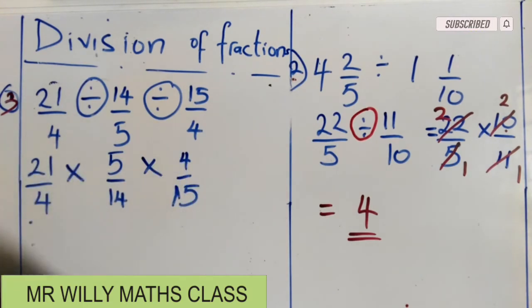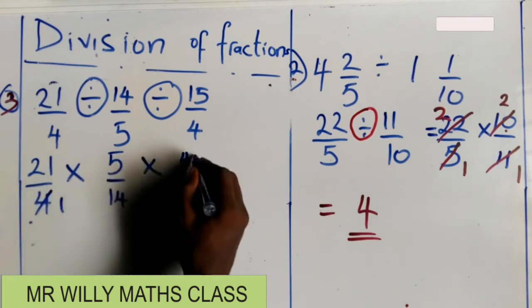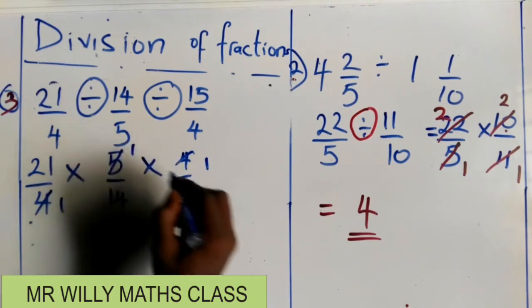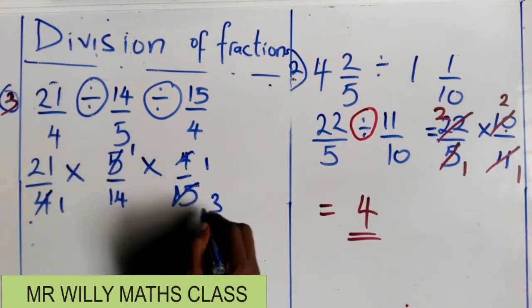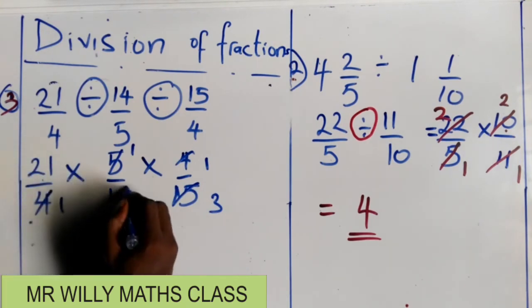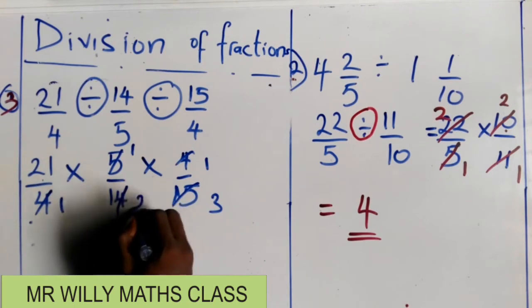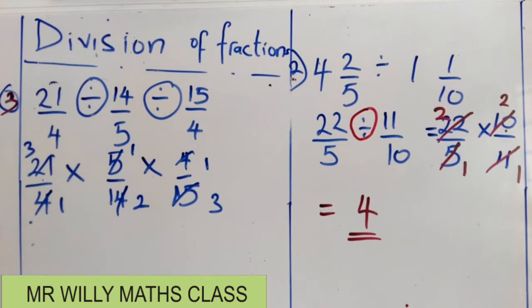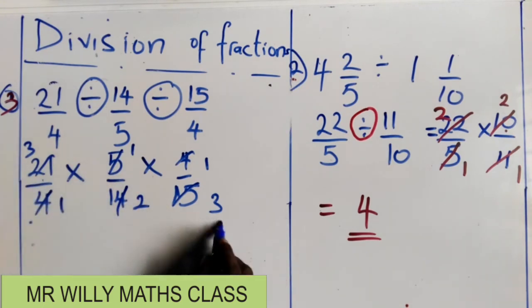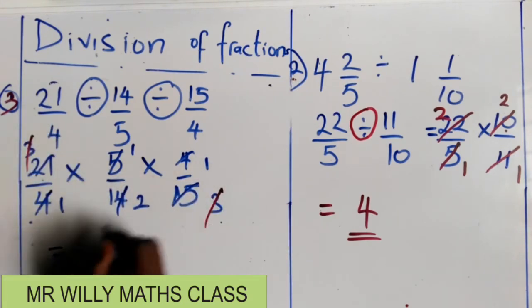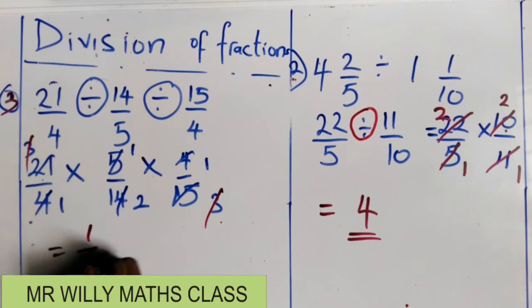Now if you look at it, 4 here 1, 4 here 1. 5 is a factor of 5. 5 is a factor of 15. So 5 here 1, 15 here will be 3. Now if you look at this 21 and 14, they both have a common factor, which is 7. 14 divided by 7 will be 2, and 21 divided by 7, that will be what? That will be 3. Now if you look at this very well, you can see that we are having 3 here, we are having 3 here, we are having 3 here. 3 can still cancel 3. 3 will cancel 3. So our answer will be what? 1 times 1 times 1, that will be 1 over 2.